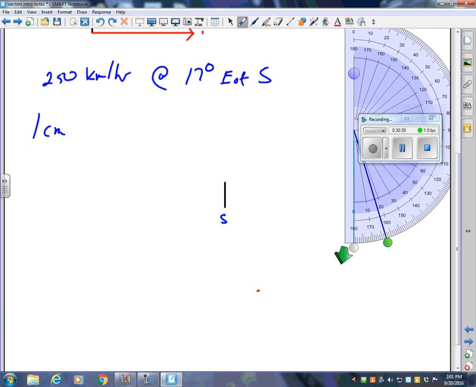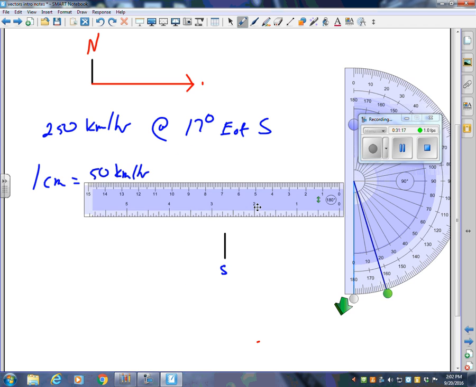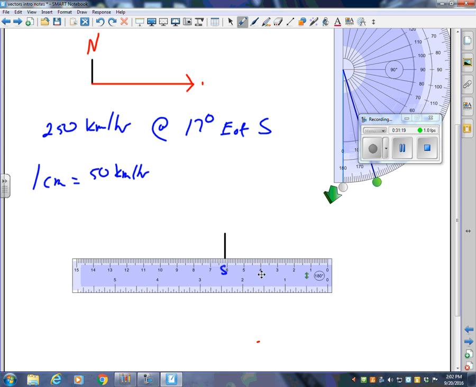Always start with 1 centimeter equals. Always, always, always. What number shall I use? 1 centimeter equals? 50? Sure. Can you say 1 centimeter equals 50 kilometers per hour? One is a distance, centimeters, and one is a velocity. The answer is yes. This is a scale model. 1 centimeter of paper represents 50 kilometers per hour. So 250 divided by 50 is 5. Get your ruler and connect those two spots with a 5 centimeter long line.